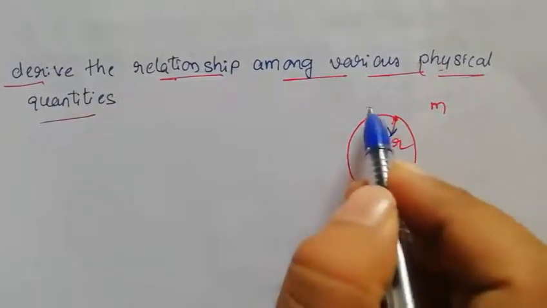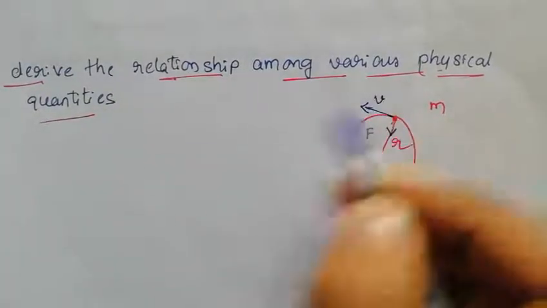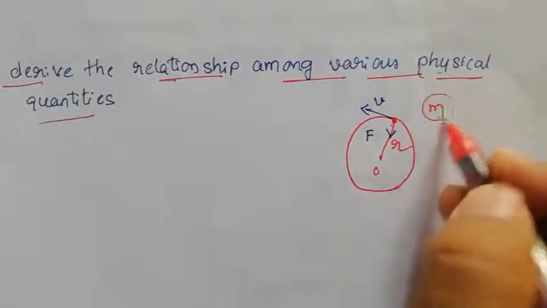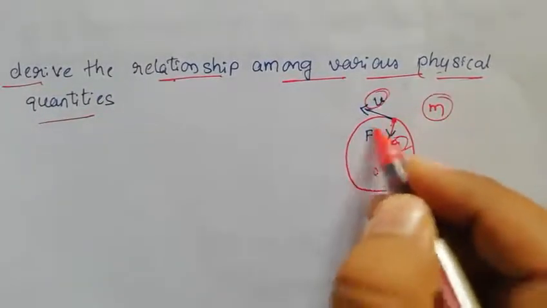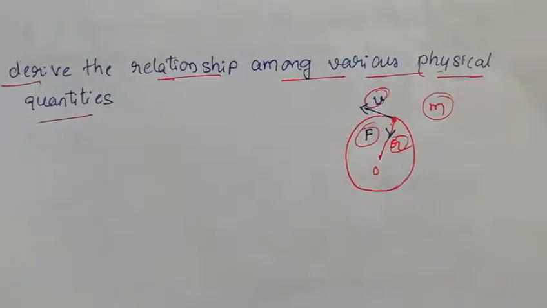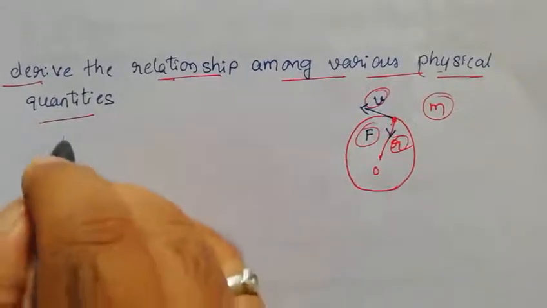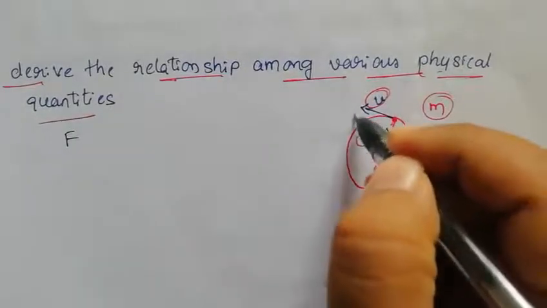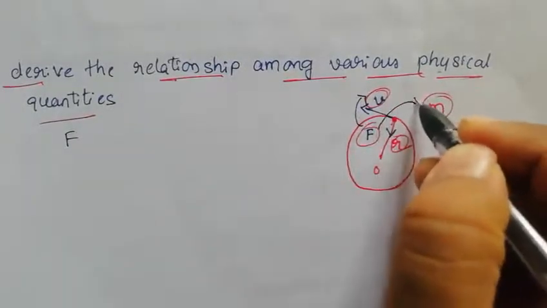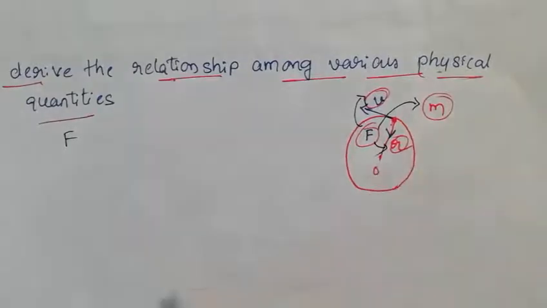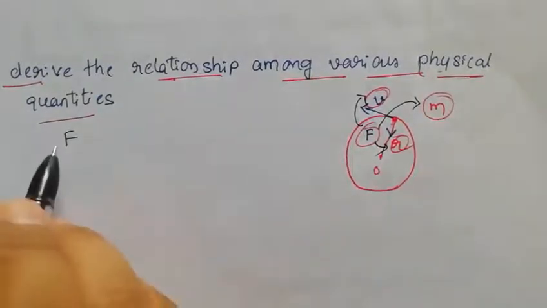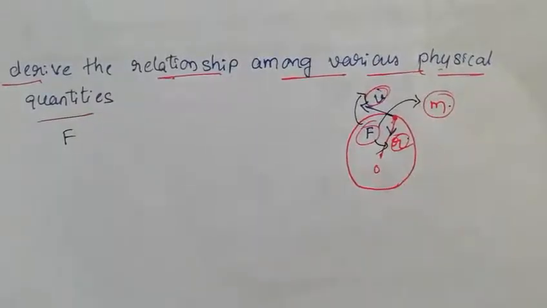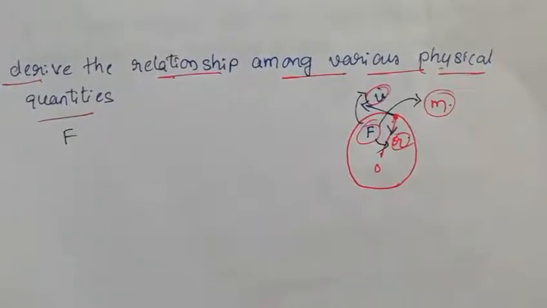Okay, and this particle is moving with the velocity V. Now I want to derive the relationship between M, V, R and F. They have given in the question that F depends on these three quantities. F depends on velocity, F depends on mass, F depends on radius. Now I want to find the expression for F in terms of M, V, R. I need to find out.